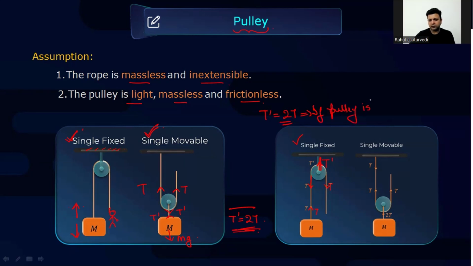if the pulley is in equilibrium. Equilibrium means there is no acceleration of the pulley, right? And for the T dash part, you can say that T dash will be equal to mg. So this is how you can balance the forces while considering whether the system is in equilibrium or not.